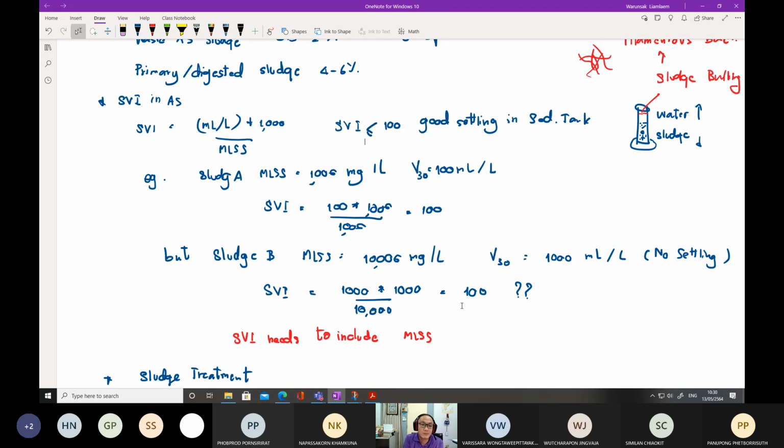So anyway, when we report the values of SVI, we need to include the MLSS value. Okay, SVI 100, MLSS is 1,000 milligrams per liter. SVI 100, but the MLSS concentration reported is as high as 10,000 milligram per liter, like that. So if we include the information like this, people will understand.